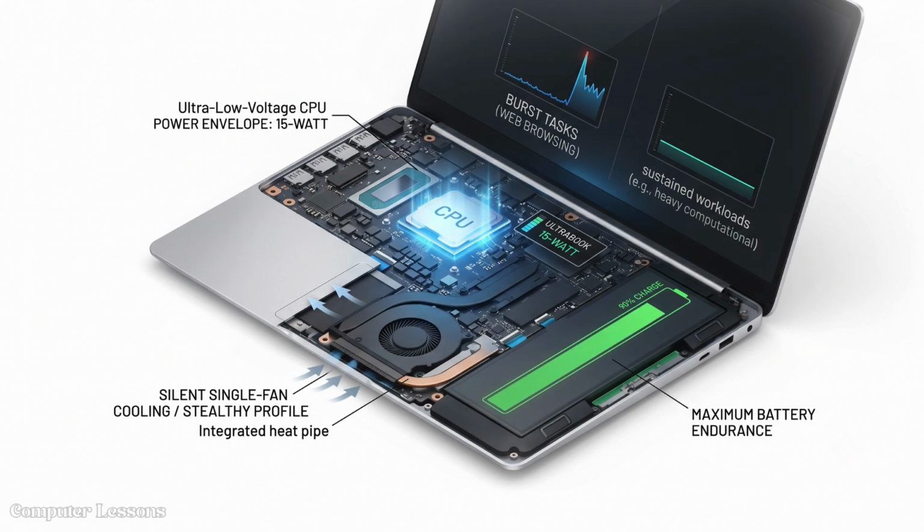Ultrabooks focus on the ultra-low voltage processor segment, typically operating within a 15-watt power envelope for maximum battery endurance. These designs often rely on passive cooling or single silent fans to maintain a stealthy profile. Performance is optimized for burst tasks like web browsing rather than sustained computational workloads.